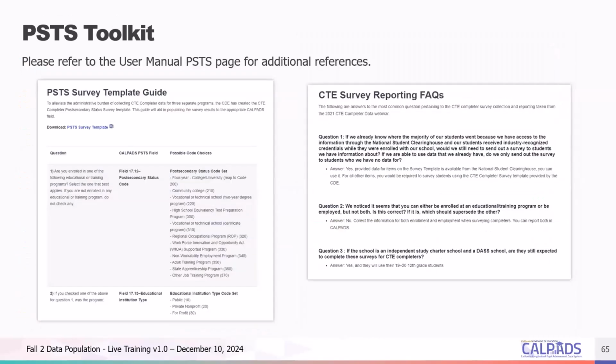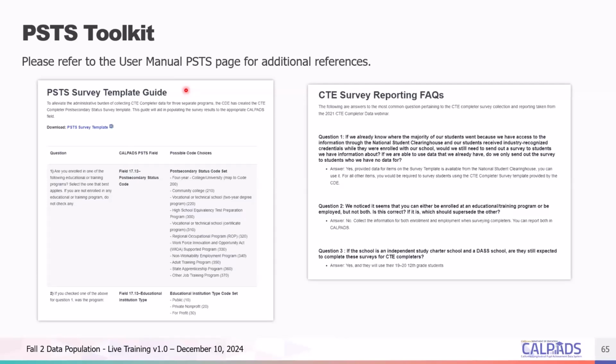This is your PSTS record toolkit, which is the final thing that we're going to discuss when it comes to PSTS reporting in fall 2. And there are a couple of helpful locations in the PSTS page of the CalPADS user manual where you can find guidance. The first helpful page of the CalPADS user manual is the PSTS survey template guide with the most updated PSTS survey template from the CDE. And you can download that from the CalPADS user manual here.